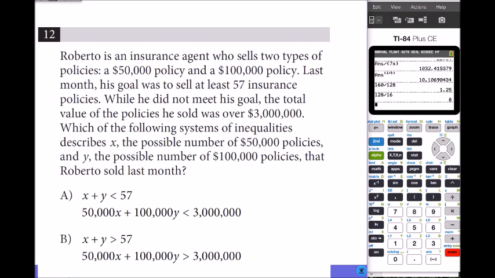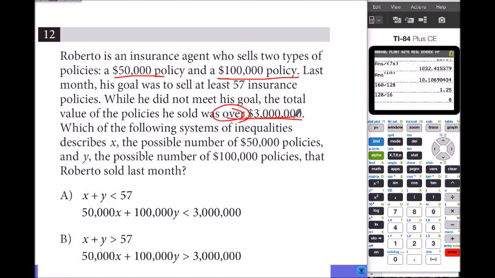12. Roberto is an insurance agent who sells 2 types of policies, a 50,000 policy and a 100,000 policy. Last month, his goal was to sell at least 57 insurance policies, which he did not meet, but the total value of the policies he sold was over 3 million.